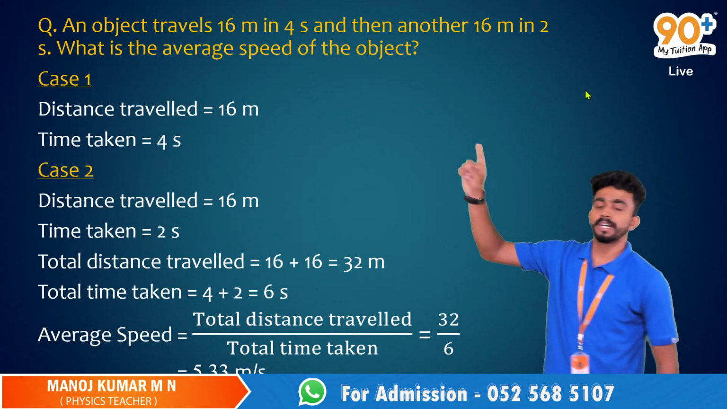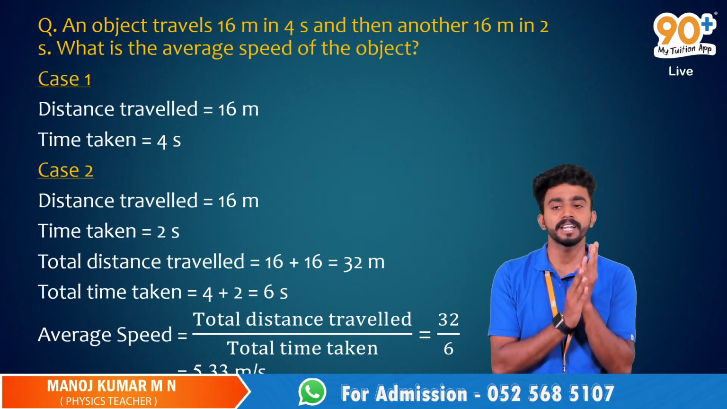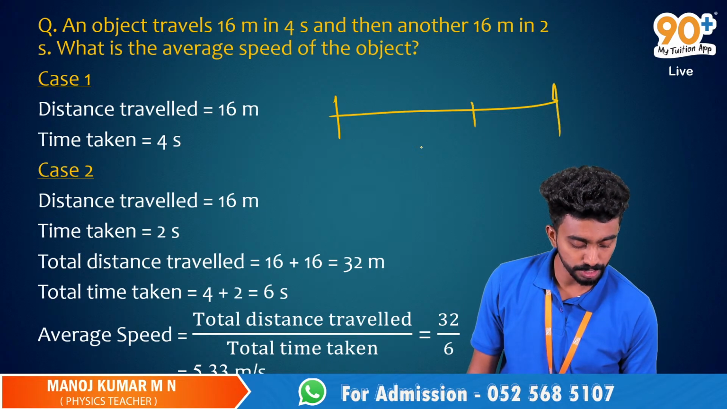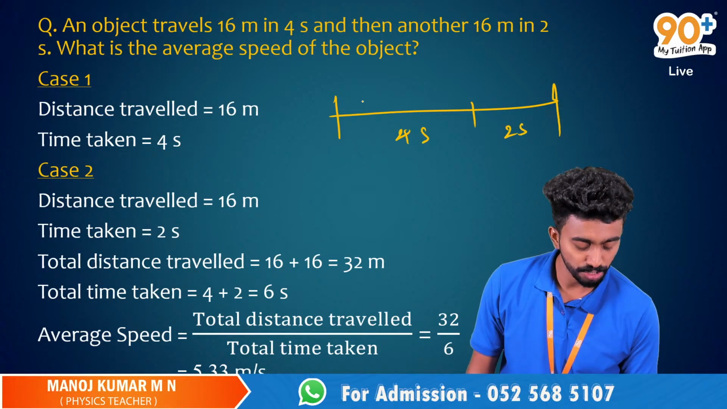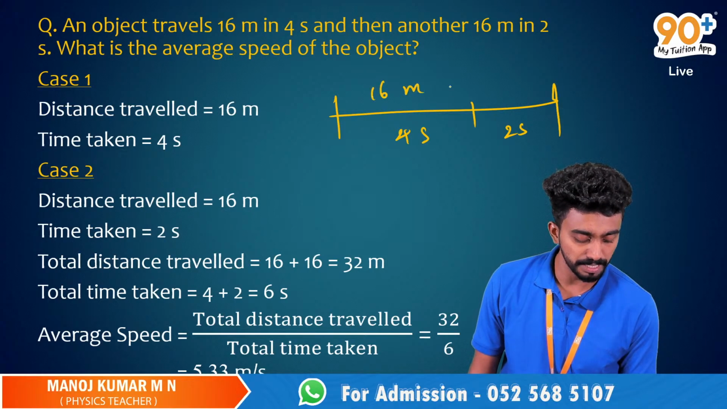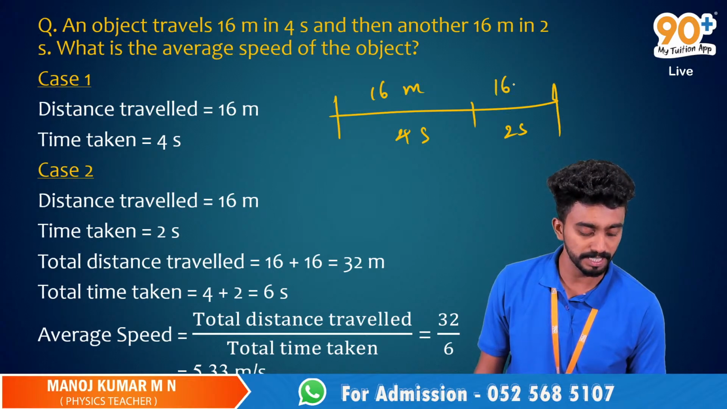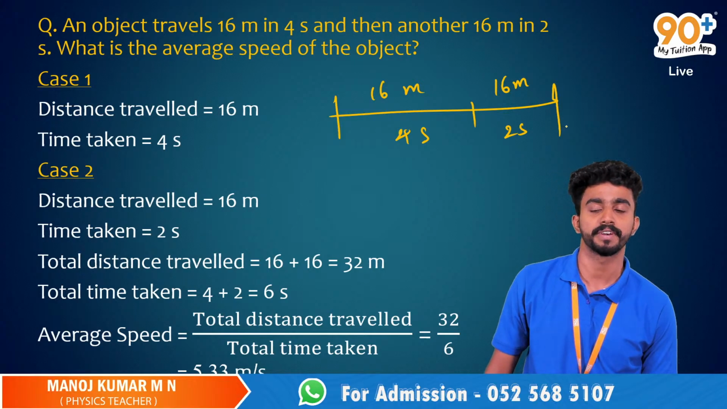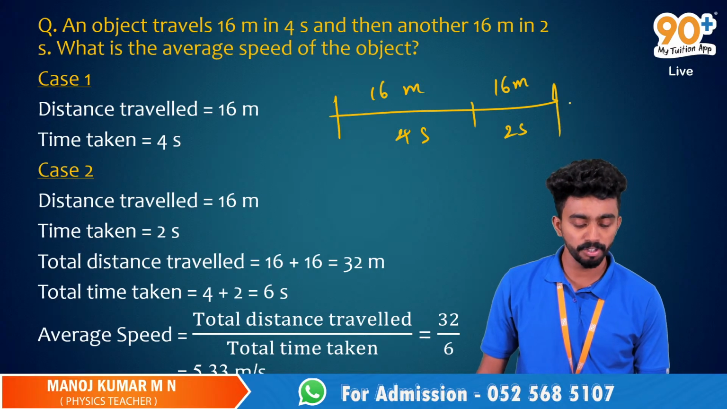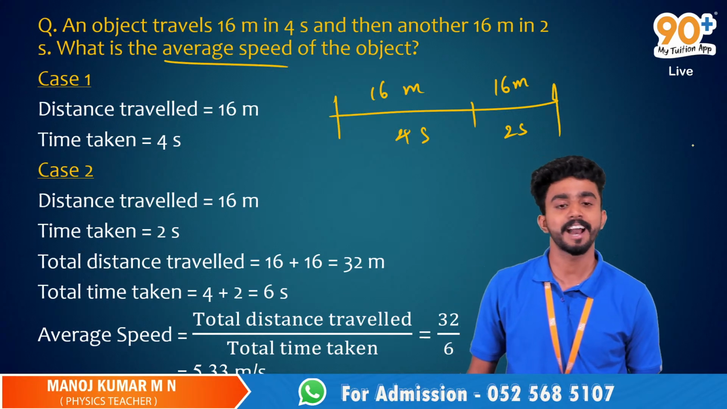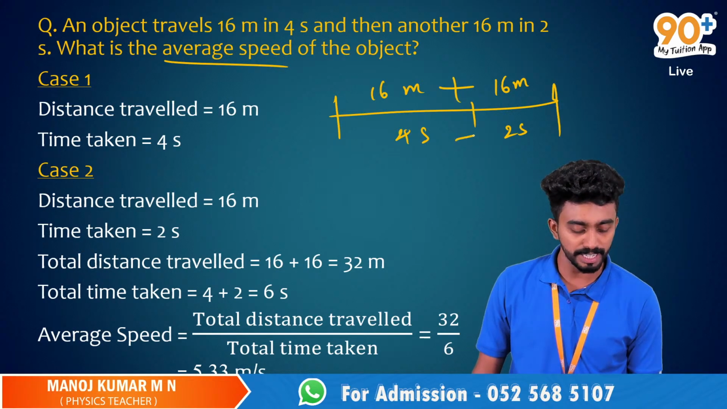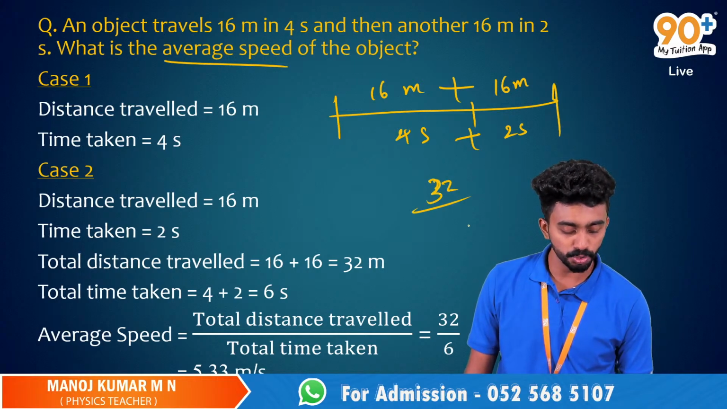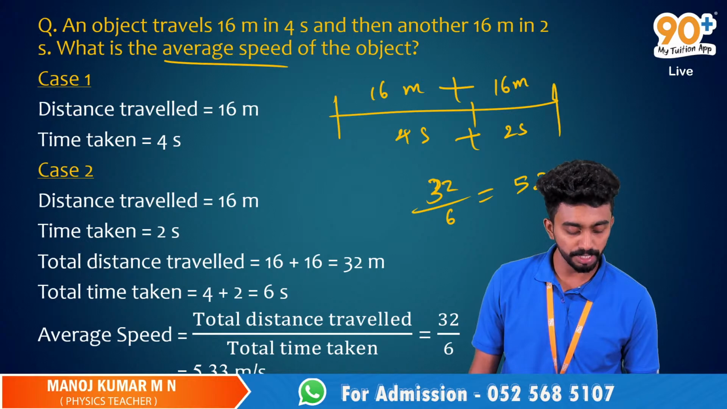Yes. In this particular question, an object is covering 16 meters in the first 4 seconds, and in the next 2 seconds it is covering 16 meters. So the distance it is covering is the same, but the time duration is different. What you have to find is the average speed. To find the average speed, we take the total distance, 32, divided by the total time, 4 plus 2 is 6. So it will be 5.33.